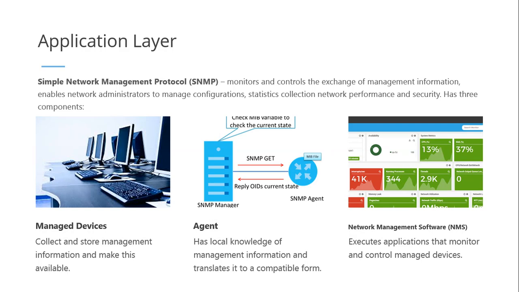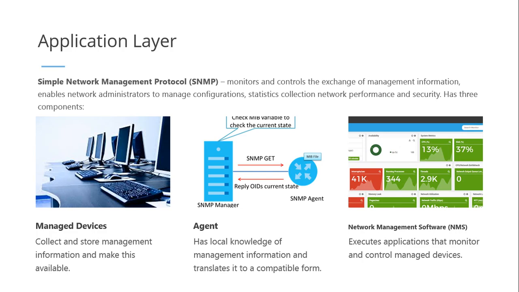Part of the application layer is also SNMP, or Simple Network Management Protocol. This is the main protocol used when monitoring and controlling the exchange of management information, which is used by system administrators and network administrators to make timely decisions or to monitor network activity and be able to act accordingly.